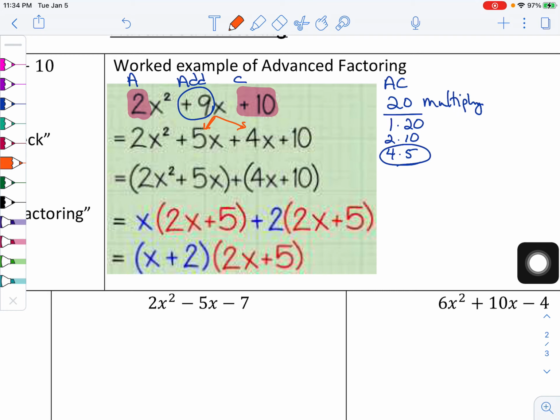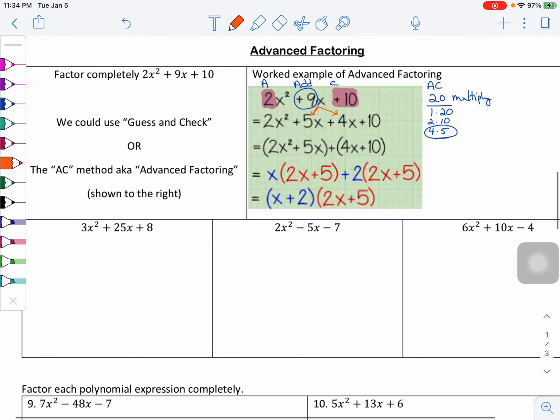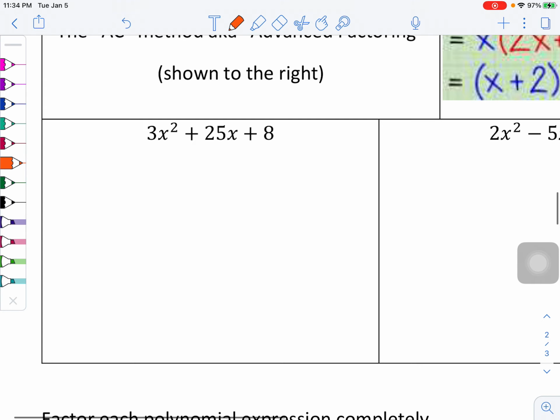All right. Now, if you have been in my class, you'll notice for me, I tend to just use guess and check. So if you can guess and check with these problems, go for it. Advanced factoring in the AC method is just sometimes helpful if the numbers get a little bit bigger than you want to try to play with, but it's up to you. So I'm going to show the examples using factor by grouping, which would be the AC method.